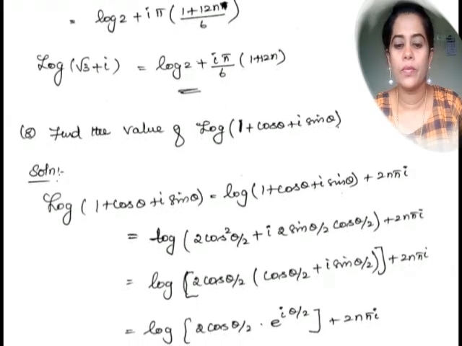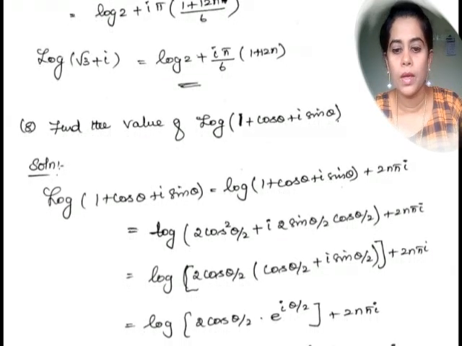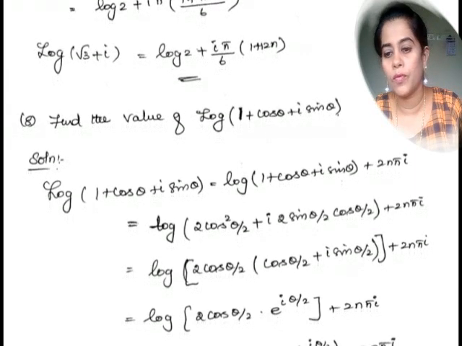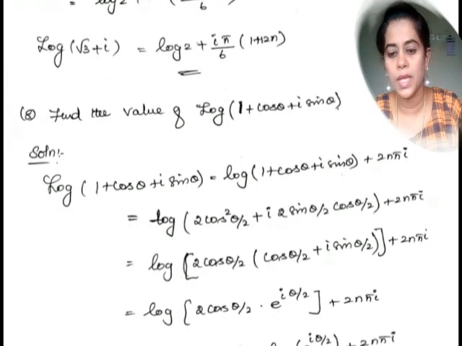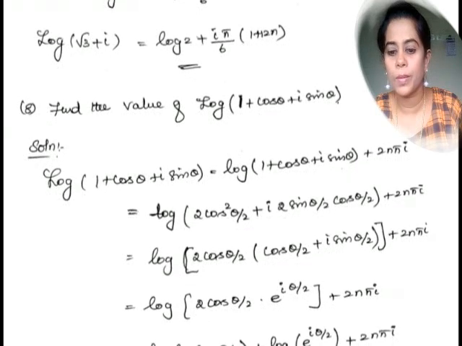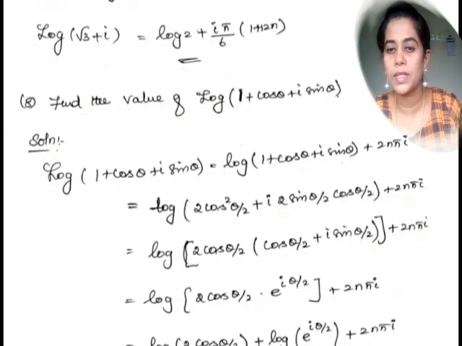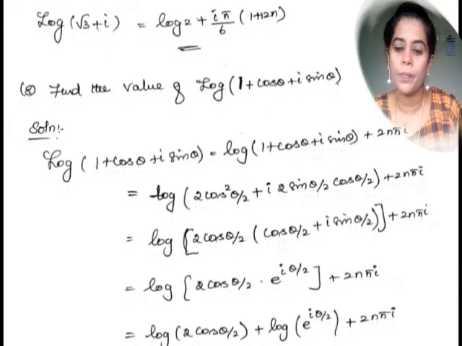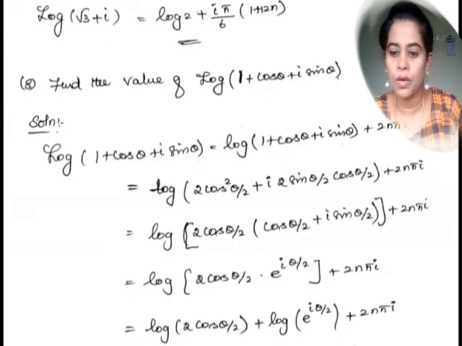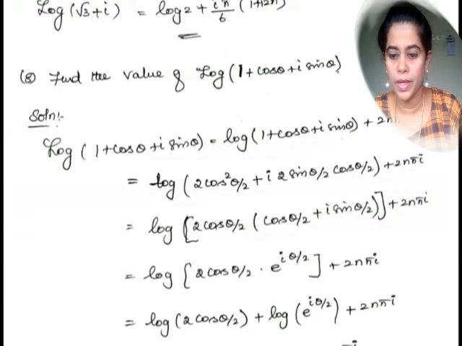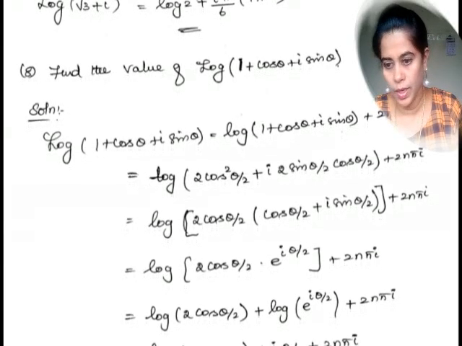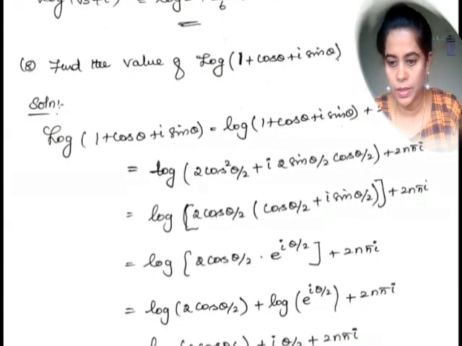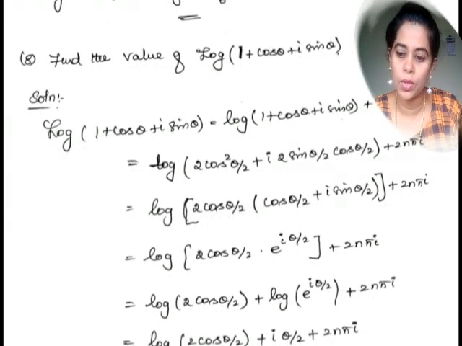Next, we will go to the next problem. Find the value of log of (1 + cos θ + i sin θ). The same argument applies. The capital Log of (1 + cos θ + i sin θ) will be written as log of (1 + cos θ + i sin θ) plus 2nπi. Combining, 1 + cos θ is 2 cos² θ/2, and sin θ can be written as 2 sin θ/2 cos θ/2 times i.